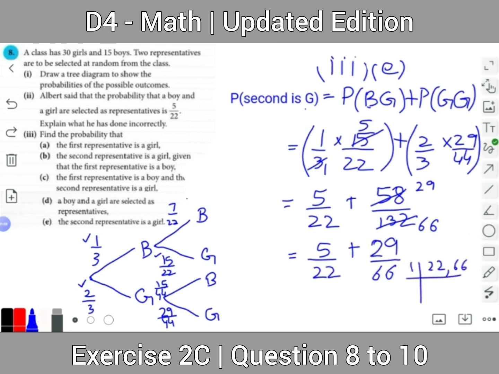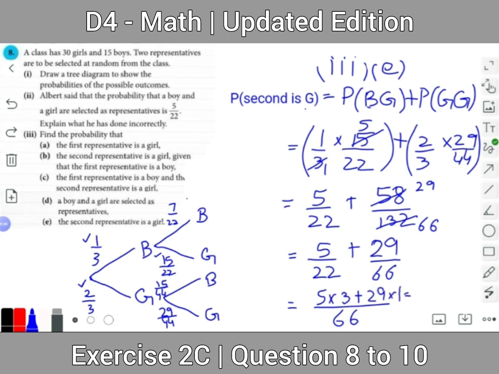So here we have 11 twos are 22 and 11 sixes are 66. So now we have 2 ones are 2 and 2 threes are 6. So here we have 3 ones are 3. So 11 multiplied by 2 multiplied by 3 gives us 66. So the LCM will be 66, and by using the butterfly rule, 22 threes are 66. So 5 multiplied by 3, add 66 ones are 66, so we have 29 multiplied by 1.